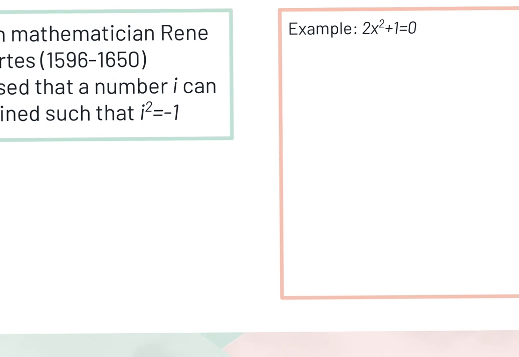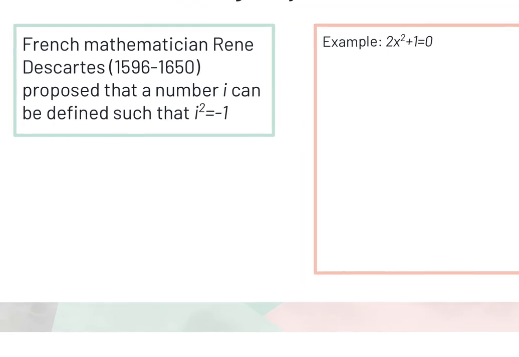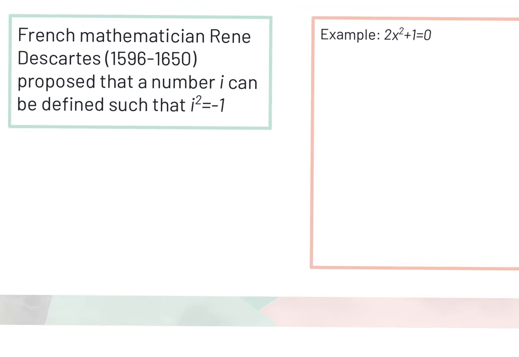Now, Rene Descartes, that's how you say his name, figured out that you could have a number i such that i squared equals negative 1. Okay? Then what he figured out is that if that's the case, then i is going to equal the square root of negative 1. Okay? So for my example, this is supposed to be a 2.